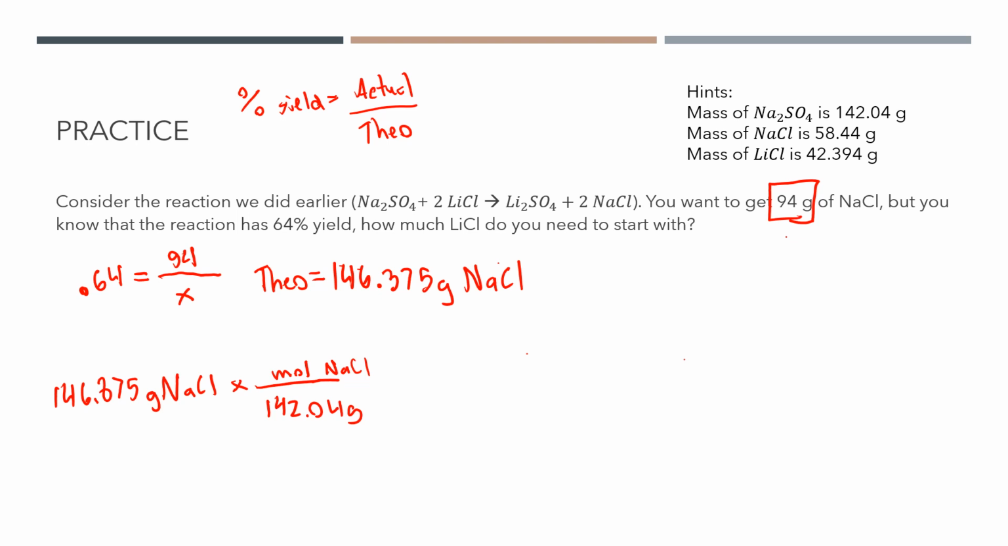Wait, I think I wrote that wrong. Sorry, that's not the molar mass of sodium chloride. That did look a little big. It's 58.44 grams. There we go. That would have given us the wrong answer. And then for every 2 moles of, oh, I already got ahead of myself. They gave us the equation here. So for every 2 moles of sodium chloride, we need at least 2 moles of lithium chloride.